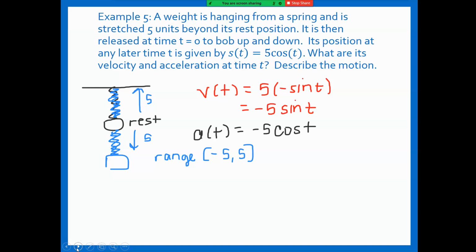What's the period of a cosine? The period's 2 pi. That's the range of cosine. But this range is being stretched by 5 units because that's how far we pulled it down. So the period is 2 pi. So what that means is that from time 0 to 2 pi, it will go from rest down, up, hit rest again, and go down and back up, right? Because that would give you one full cycle of cosine.